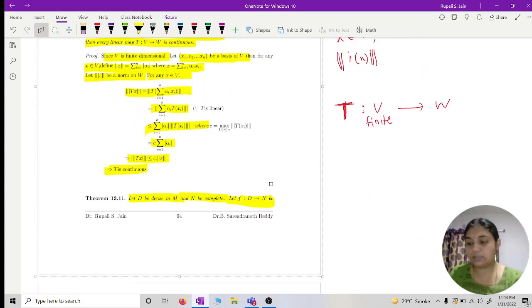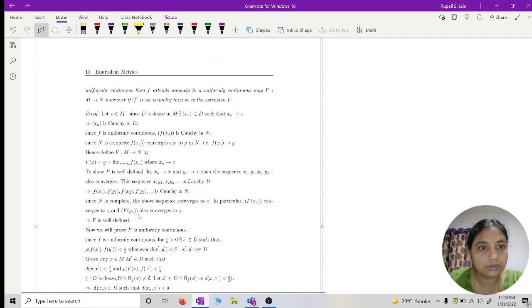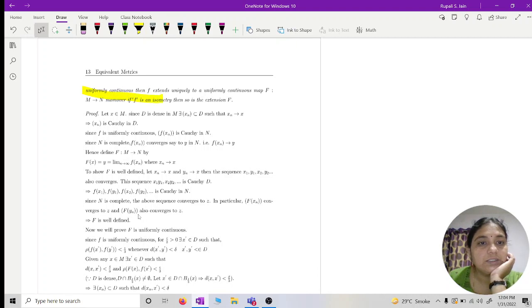Now we will see the theorem. Let D be dense in M and N be complete, and F from D to N be uniformly continuous. Then F extends uniquely to a uniformly continuous map F from M to N. Moreover, if F is an isometry, so is the extension of F.